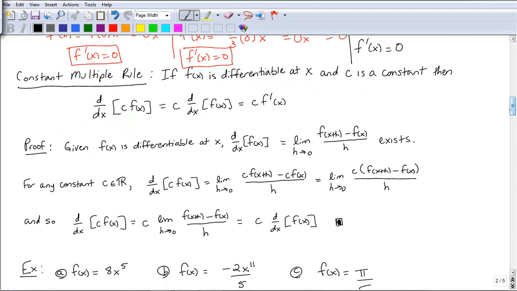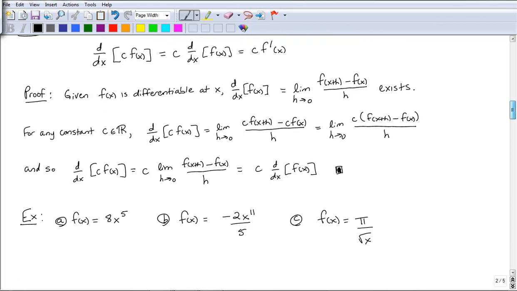But if you have a constant times a function of x, then the constant doesn't go away. It just factors out. And this is the proof that they give in the book. They say, this says that if you can find the derivative of f of x and c is a constant, then the derivative of c times the function is the same thing as just take the derivative of the function and multiply by c.